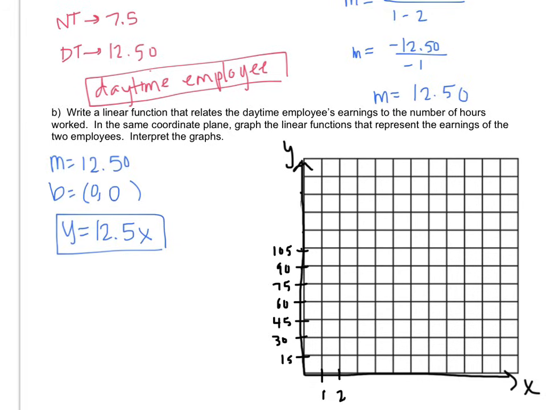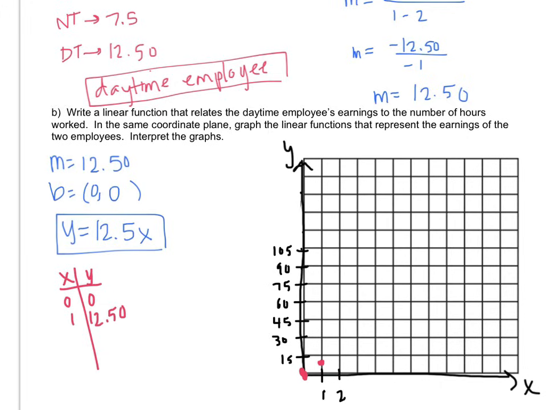So now I'm going to plot the daytime first. So daytime gets 12.50 every hour. So 0, 0 is on the graph. Then they make 12.50 in the first hour, so they're almost here. Almost at 15. Then they make another 12.50. So I think I maybe just need to make a chart for this. So 0, 0. Then 1 is 12.50.